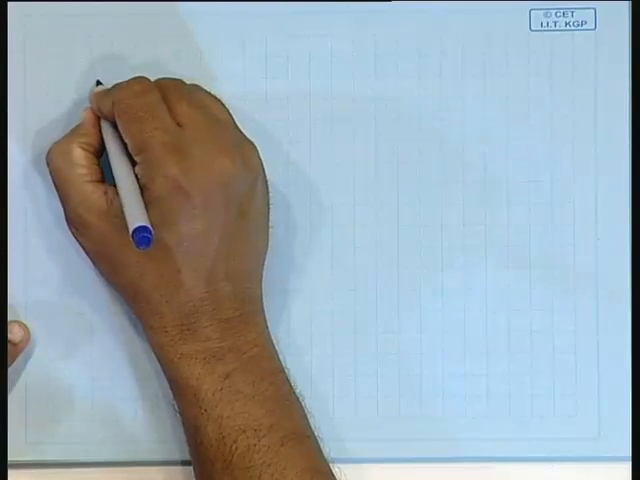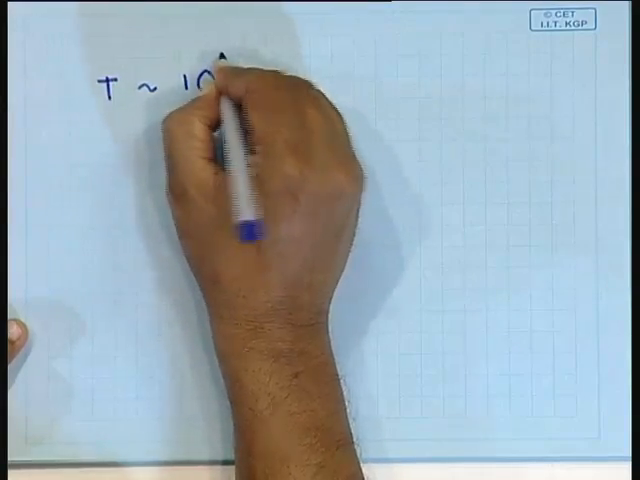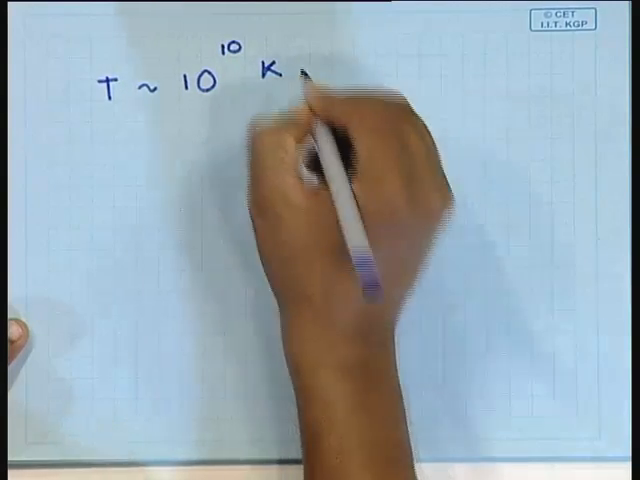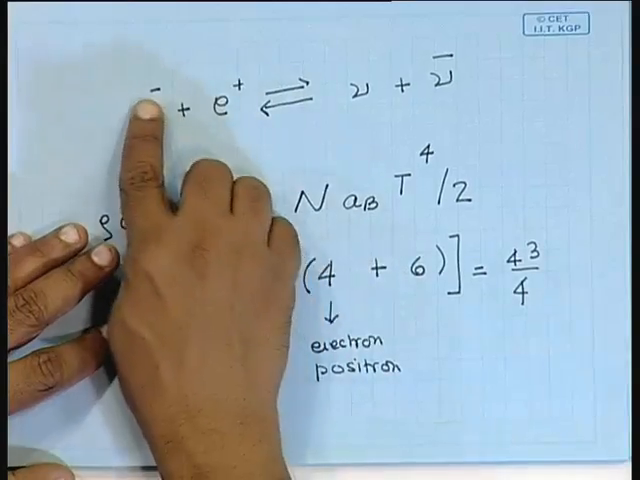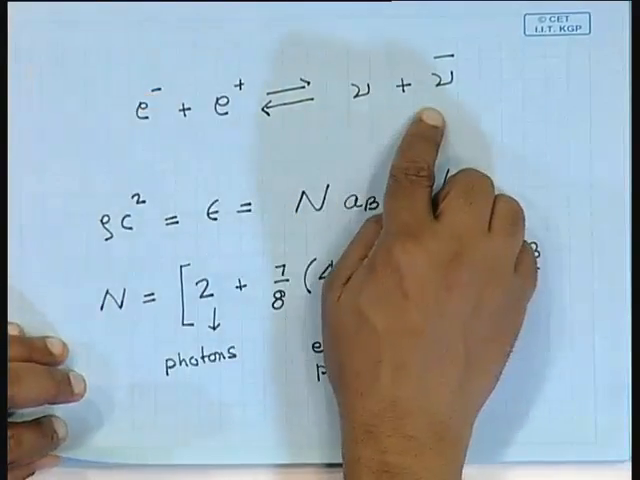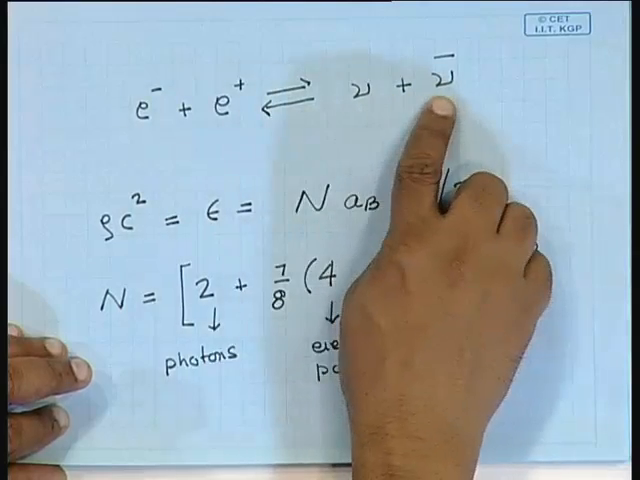So, what happens now is that as the universe expands, the temperature falls, and when it hits a temperature of around 10 to the power 10 Kelvin. So, when it falls below 10 to the power 11 and hits somewhere around 10 to the power 10 Kelvin, what happens is that the reaction rate, this is a weak interaction. Okay. This is through the weak interaction.